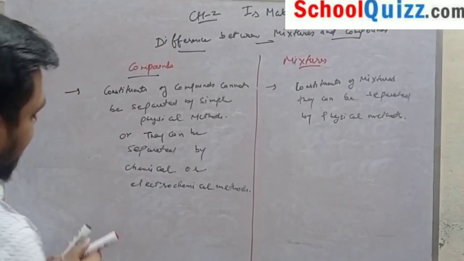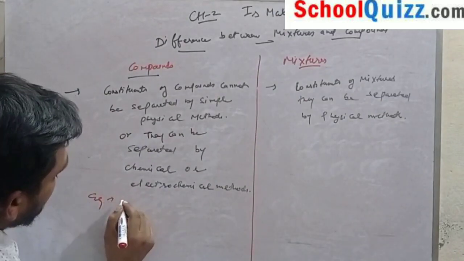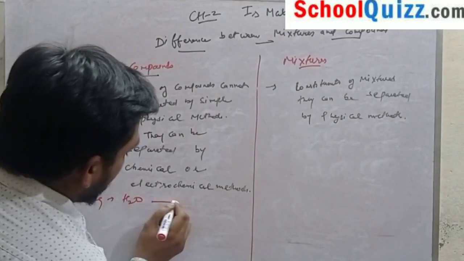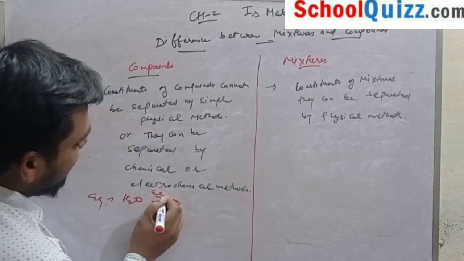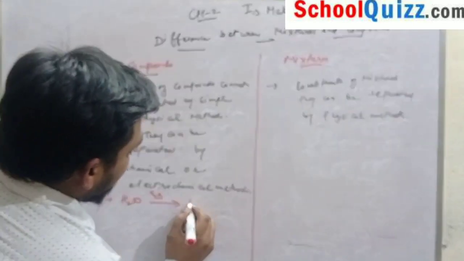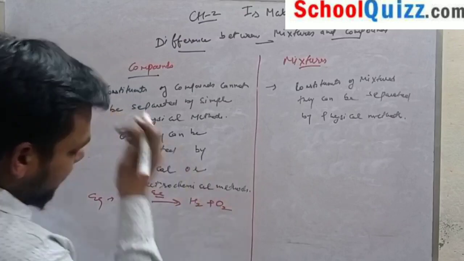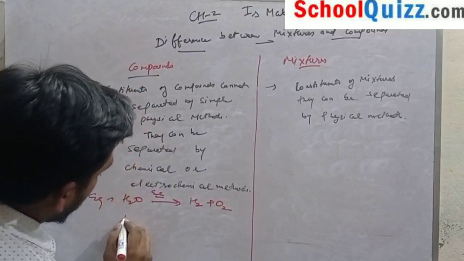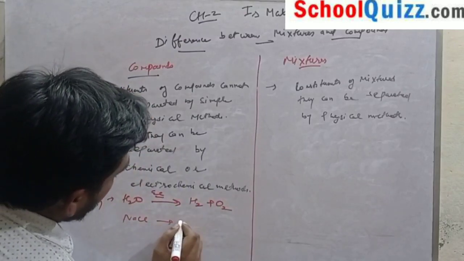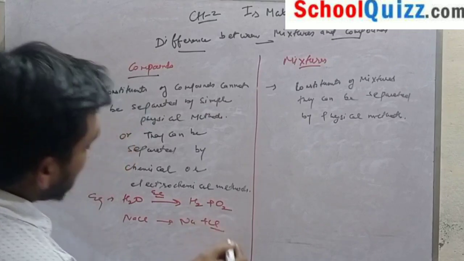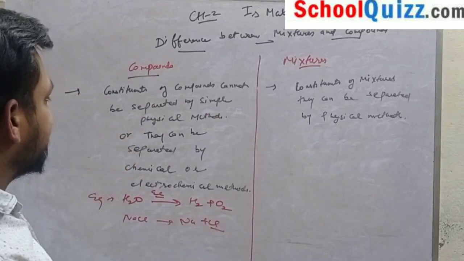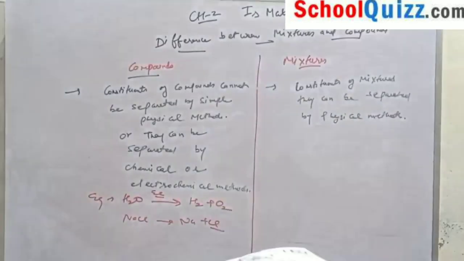For example, if we take water and want to separate it, we have to provide electric current so that it can decompose into hydrogen and oxygen. For example, if we take sodium chloride, it will dissociate into Na+ and Cl-.